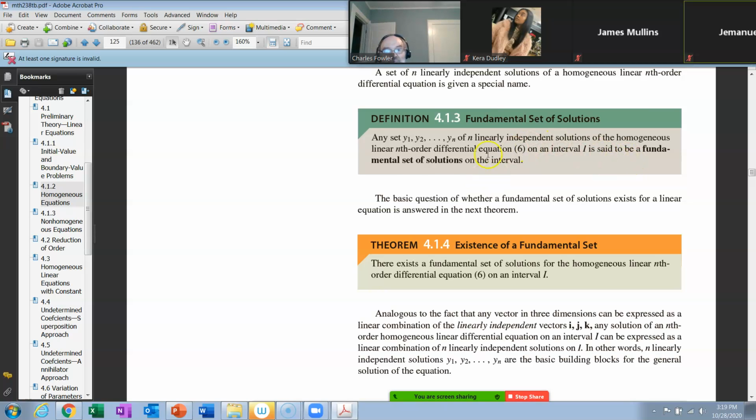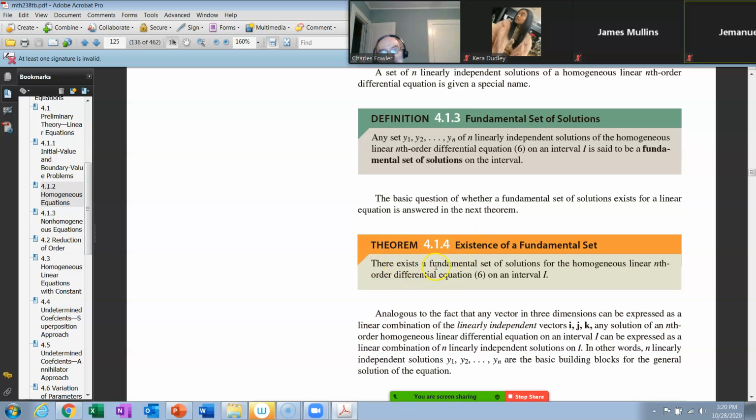set of solutions. Any set, y1, y2, y3, all the way up to y sub n, of n linearly independent solutions of a homogeneous linear equation, that's called the fundamental set of solutions. The basic question of whether a fundamental set of solutions exists for a linear equation is answered in this theorem.